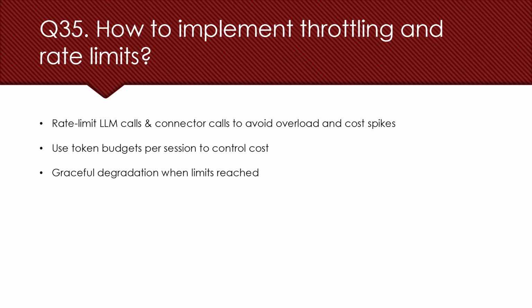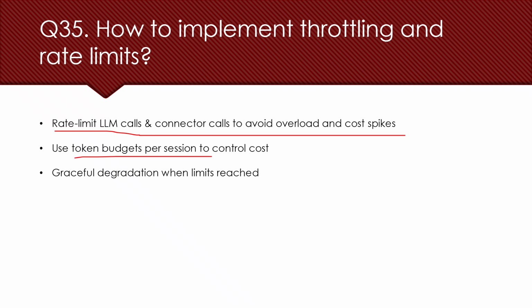Question number 35. How to implement throttling and rate limits. So rate limit LLM calls and connector calls to avoid overload and cost spikes. What I mean by that is LLM calls and external API usage can be expensive and can overload backends if unthrottled. So we have to implement policies to cap per user or per tenant throughput and token usage. That is what we are talking about in here.